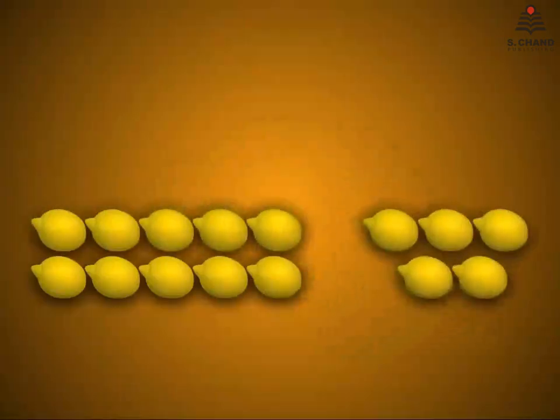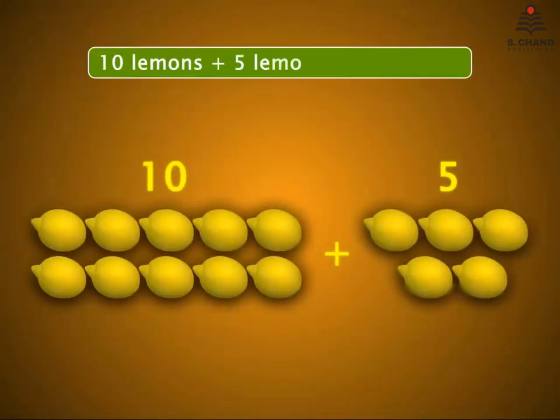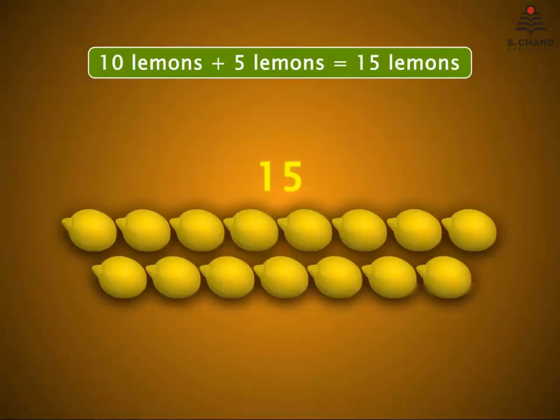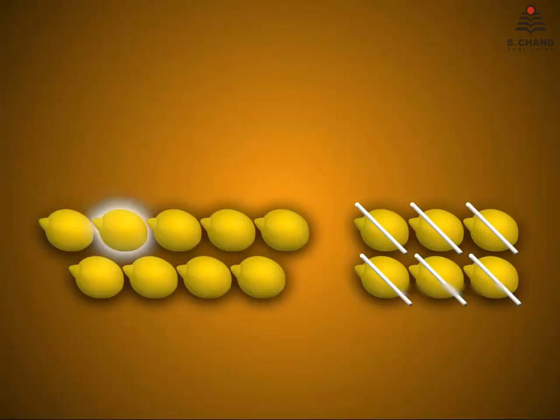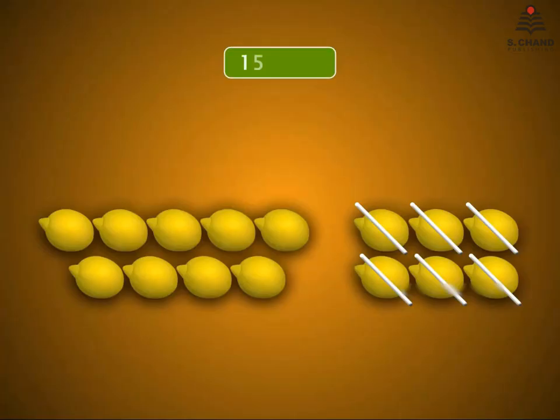Let us regroup the lemons by adding the pack of 10 lemons with the 5 loose lemons. Now, let us take away 6 lemons from the new group of 15 lemons. Next, let us count the lemons left with Sam. The number is 9. So, 15 minus 6 is 9. Therefore, if Sam has 15 lemons and we take away 6 lemons, then 9 lemons are left with Sam.